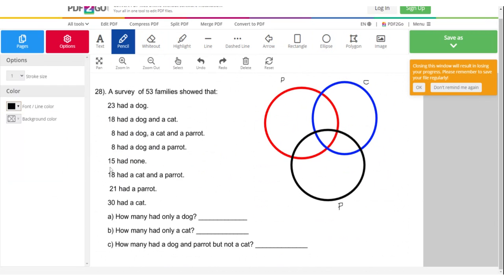Right, so 15 had none, so 15 is going to go out there. Okay, 18 had a cat and a parrot. So this is going to add up to 18, but we don't have enough information there yet. Okay, 8 had a dog, a cat, and a parrot, so that's what we want. 18 had a cat and a parrot, so that means this is going to be 10 here to finish out the 18.